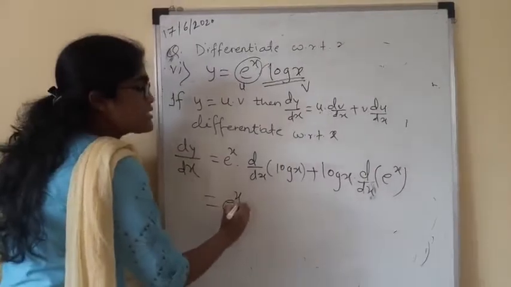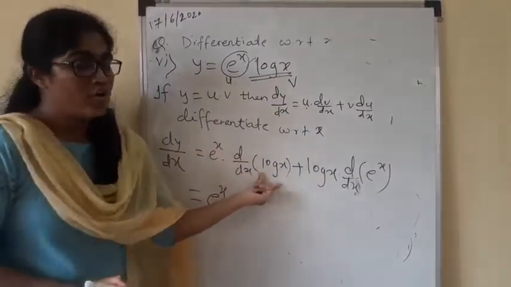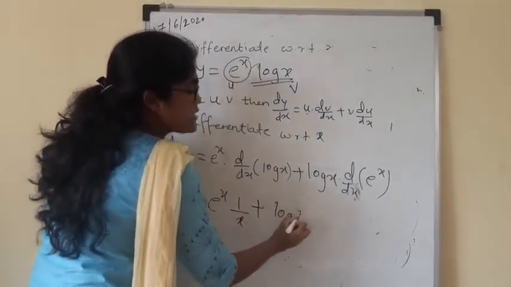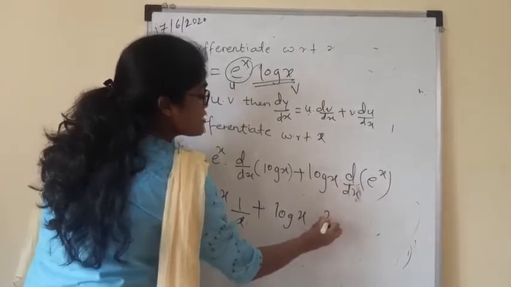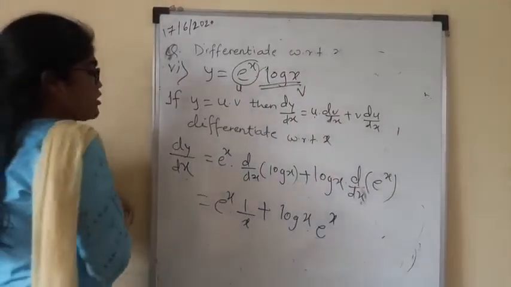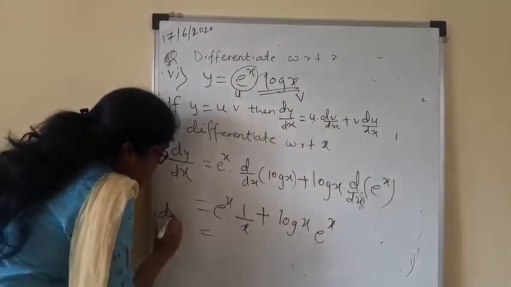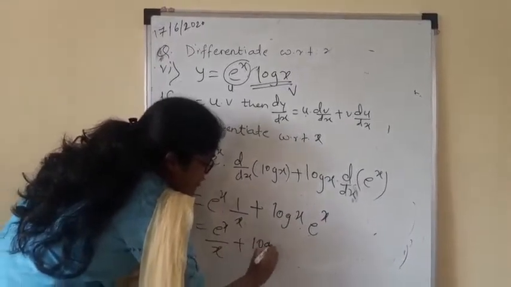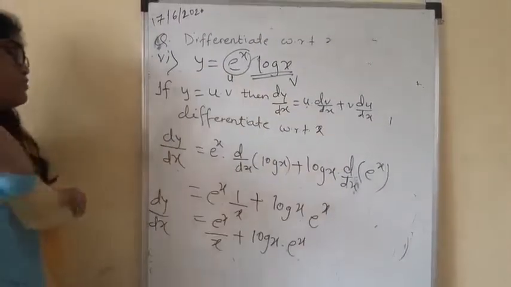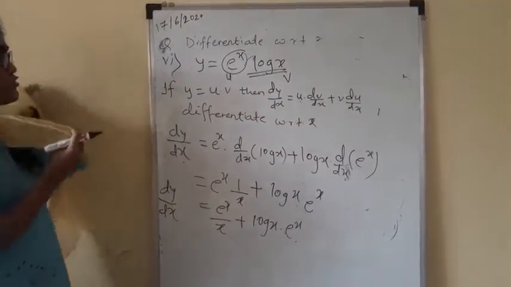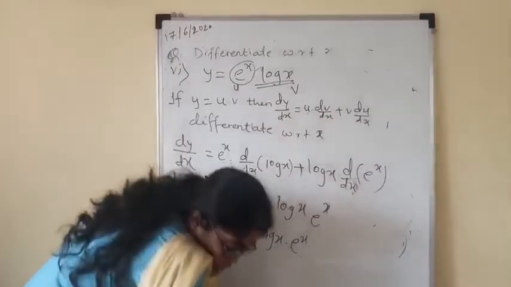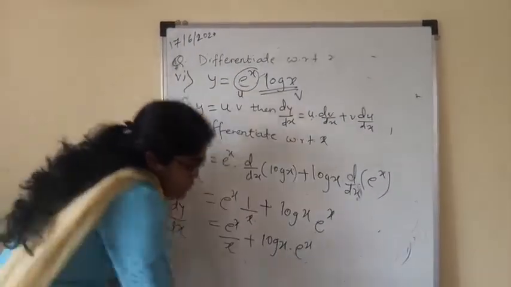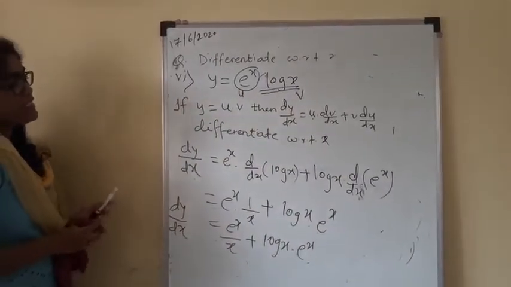Now e raised to x as it is, derivative of log x. The derivative of log x is 1 upon x, plus log x as it is, the derivative of e raised to x is e raised to x only. So dy by dx is e raised to x upon x plus log x into e raised to x. This is our answer. So this was the type of product of two functions. So next we will see the next example.